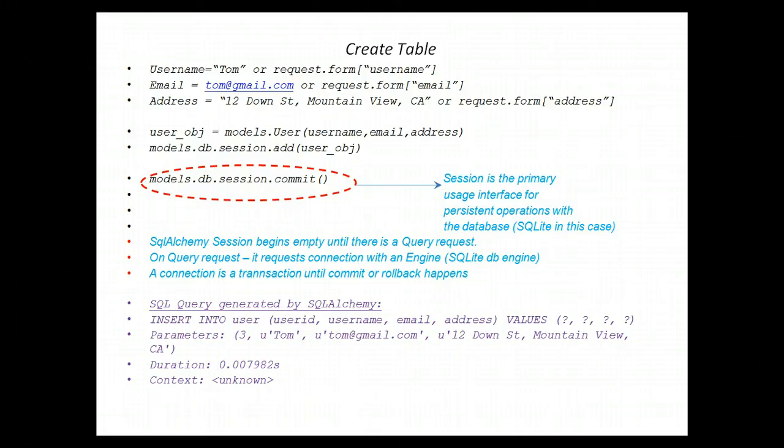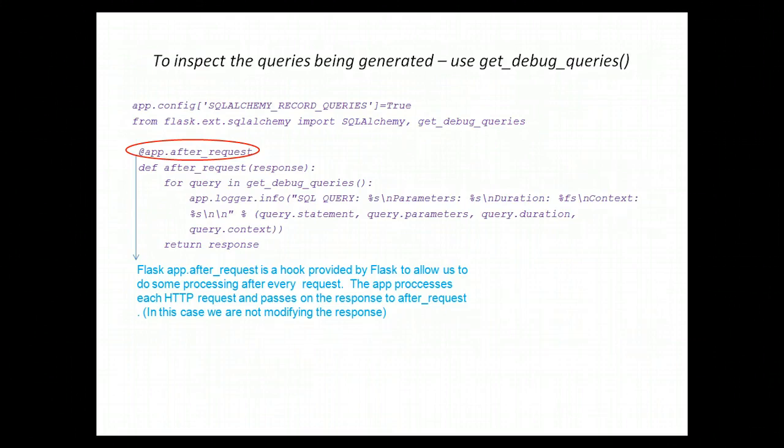If you want to inspect the queries that are being generated by SQLAlchemy, you can actually enable debug queries in Flask. If you import get debug queries from flask.ext.sqlalchemy, you can use that method to be able to see the queries being generated or to be able to log them. There is a special function called after request in Flask, which can be used.